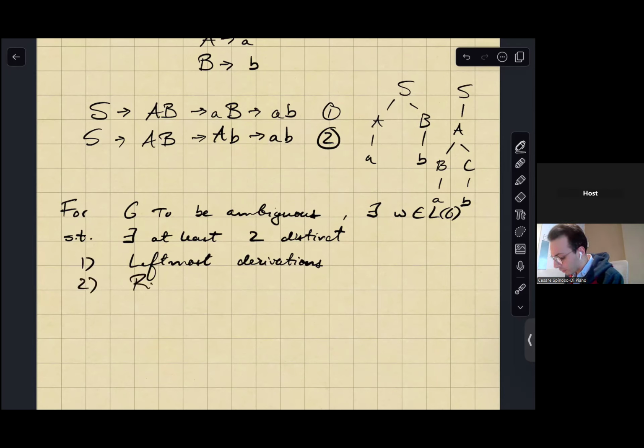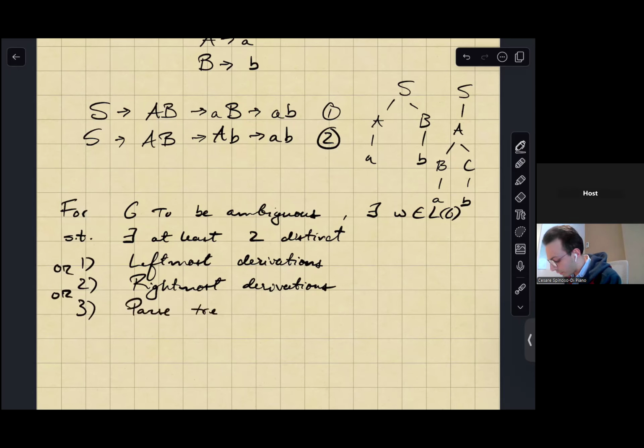The same thing for rightmost, where the definition is very similar, right? You just keep replacing the rightmost variable. So these are ors. Or like we just said, you have two distinct parse trees. Okay.